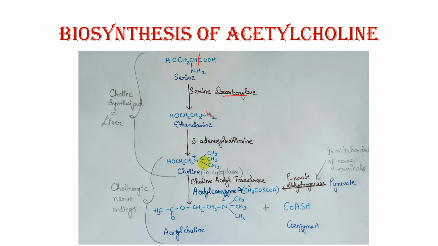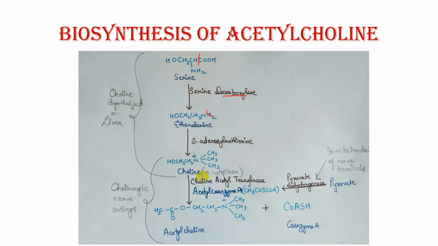3 to the methyl groups and 1 to this CH2 group, right? So now since nitrogen has got 4 valencies, nitrogen will have a plus charge. This is choline. Okay, this part has taken place in the liver till choline. Choline is synthesized in the liver.